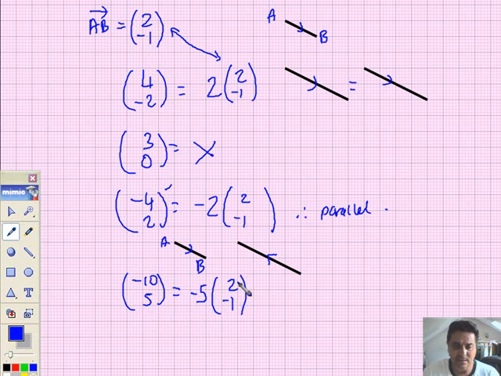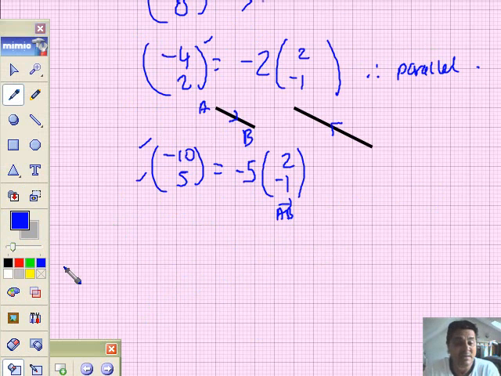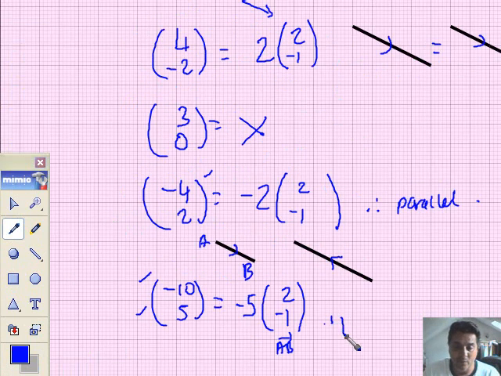Let's just test again. (2, -1) is the original vector AB. And minus 5 times vector AB? Well, minus 5 times 2 is minus 10. Yep. Minus 5 times minus 1 is plus 5. Yep. So it's totally correct. Therefore, parallel.